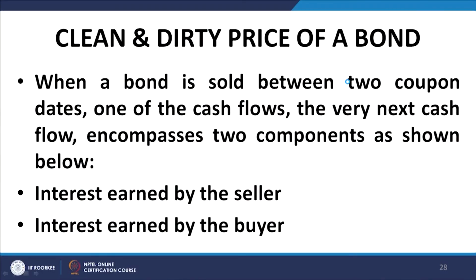Now, we come to clean and dirty price. Now, this is a very important concept. Let me explain it briefly. We shall take an example of this in the next lecture. What happens is, let us say today is t equal to 0, and today a particular bond has made a coupon payment, and now we move on in time, and the next coupon payment is say at t equal to 6 months.